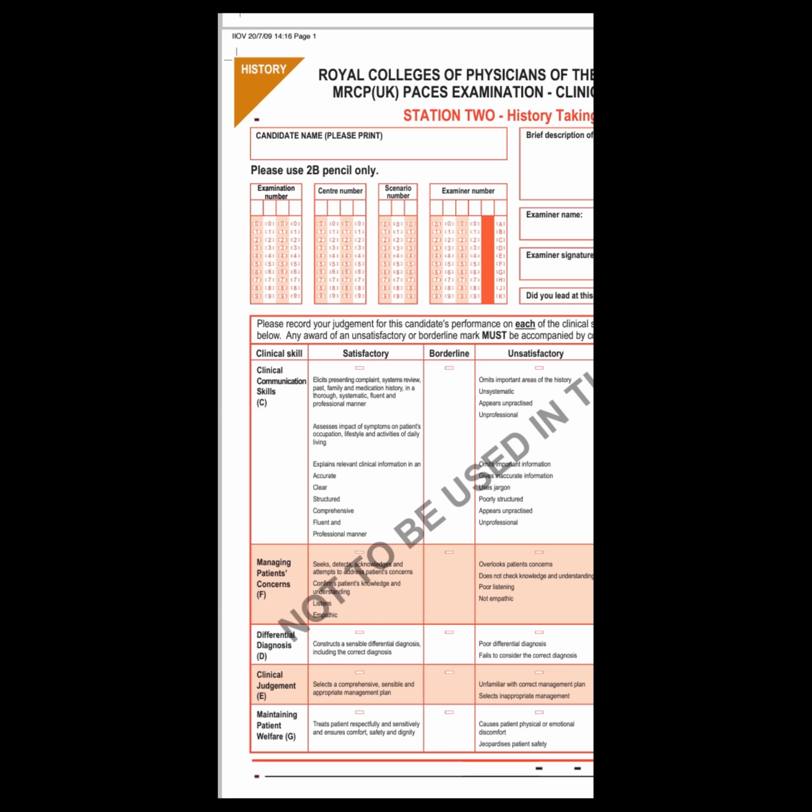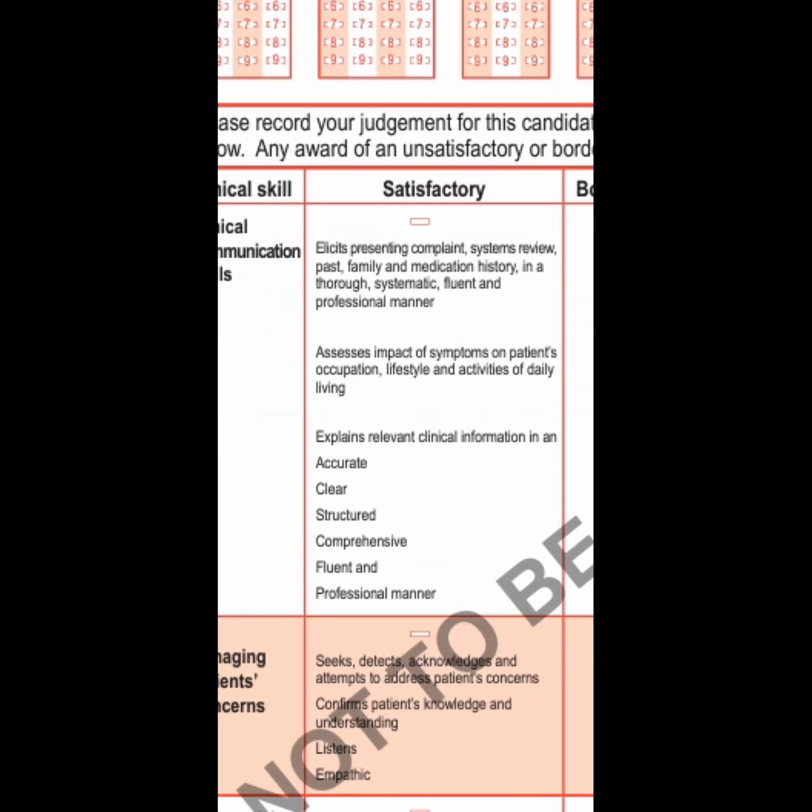Clinical judgment, the same. Regarding your plan, it has to be sensible. For differential diagnosis, you should put relevant differentials, and the most likely diagnosis should be on top of your differential. How are communication skills evaluated here? They will watch out: did you ask about the presenting complaint, did you do a systemic review, past medical, family history, medication history? As you can see, within clinical communication skills it is written clearly how they are going to score you.